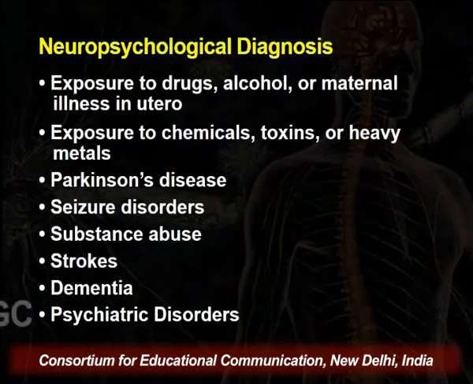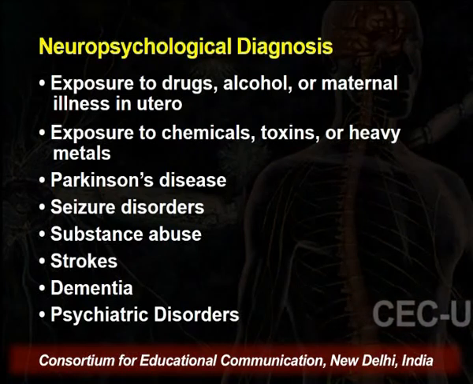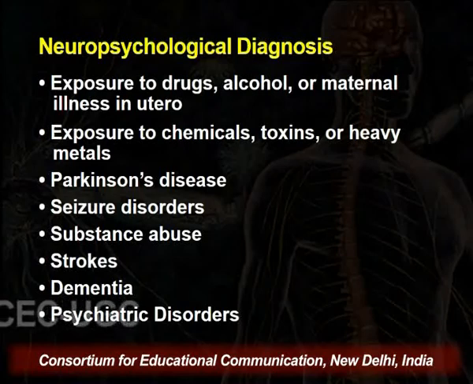Also, we can see that there are some drugs, alcohol consumption or maternal illness in utero that can have a negative impact. Also, there are different problems, diseases and deficiencies which can be tested in neuropsychological diagnosis. So, in that context, we can see that neuropsychology is an emerging branch of psychology which delves into understanding the relation between human behavior and brain, how the brain plays an important role in behavior. Hope it was well understood and gave you insight about human brain and behavior.